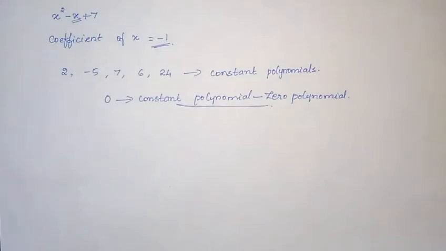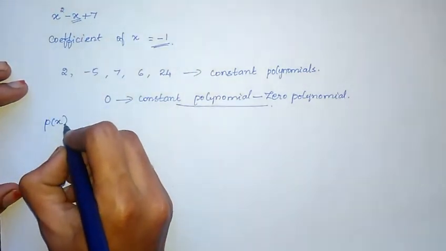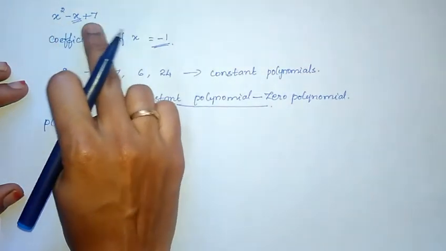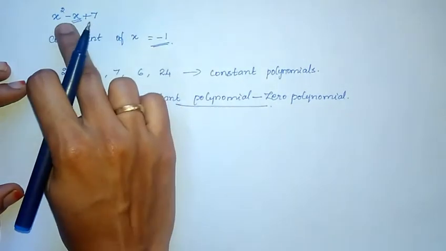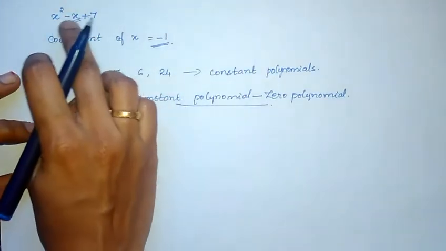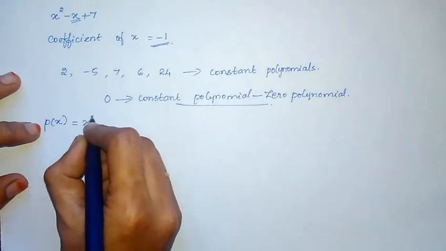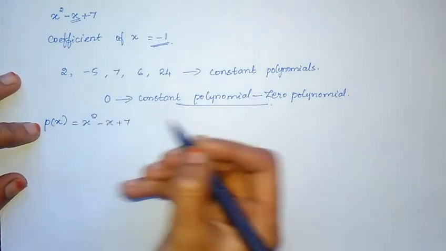Next, if the variable in a polynomial is x, we may denote the polynomial by p of x. See here, this is a polynomial in one variable. The variable is x. So, here we can denote this polynomial as p of x, which is equal to x square minus x plus 7.